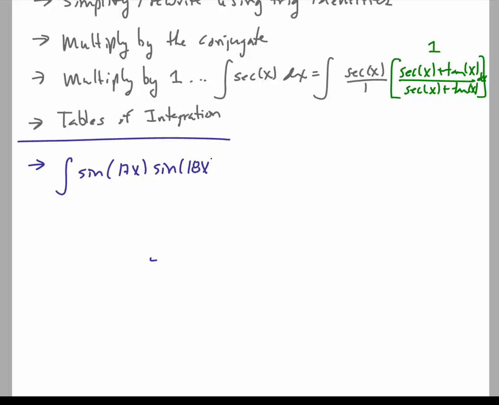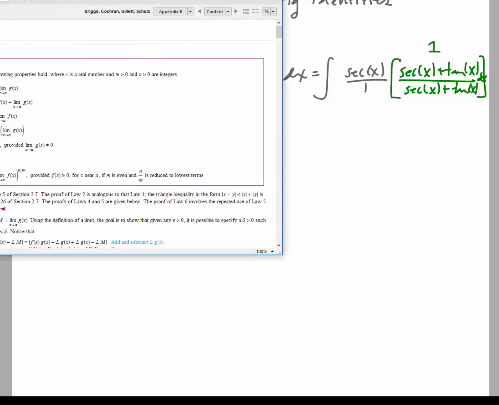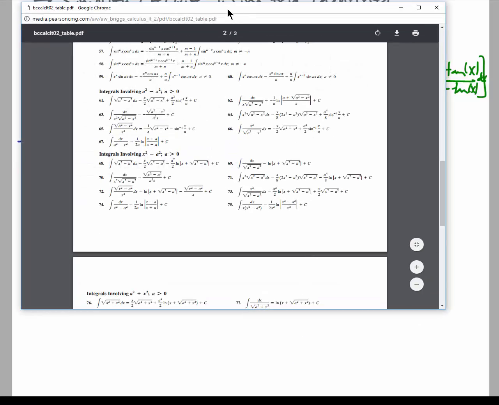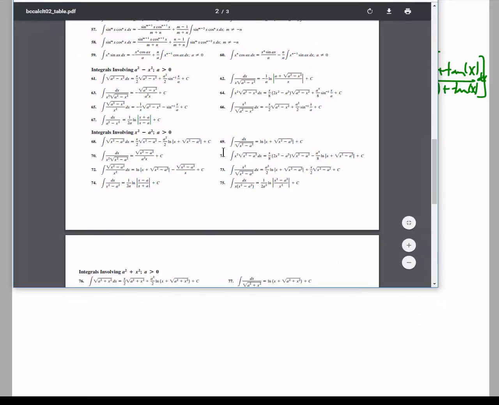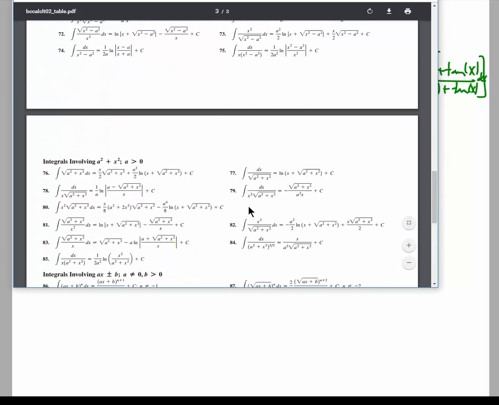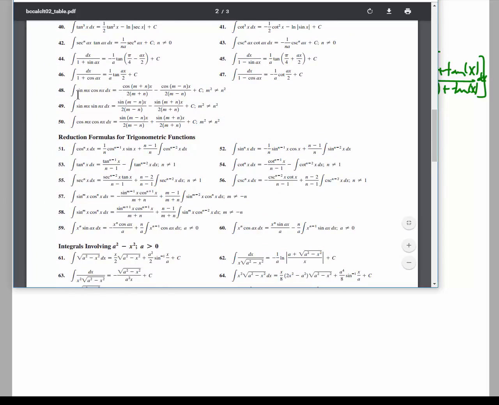Now I can't combine these because the arguments are different, so I can't call this sine squared. So we have to be careful about this. Now if we look at our tables of integration, remember we just opened those. Here they are. So these are the ones that we just opened from our textbook online. If we scroll through here, we're looking for one that looks like two sines multiplied together but that have different arguments. So we're looking for trig functions, and I see it right here. Okay, so I think that's the one we're going to want.